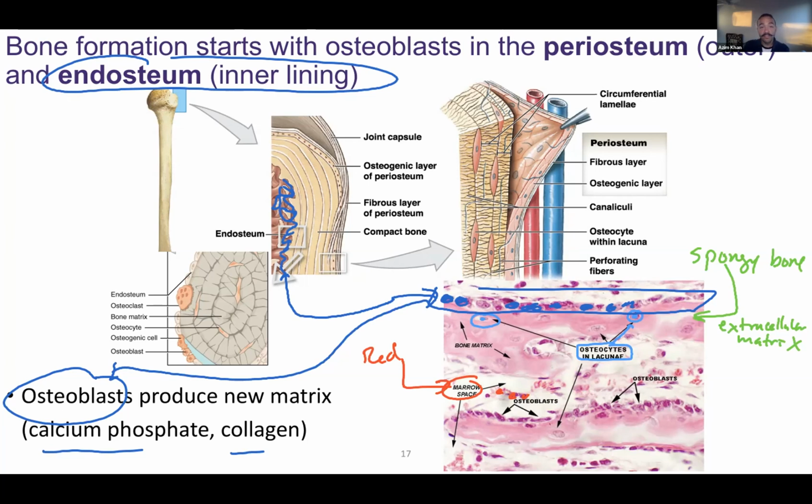There's also osteoblasts in the periosteum. The periosteum is the outer lining of bone. You have this layer where you can find osteoblasts lining on the outer portion, superficial to the compact bone. So you've got endosteum as the inner lining and also the periosteum superficial to compact bone. Both layers have osteoblasts. Two places you can find osteoblasts.